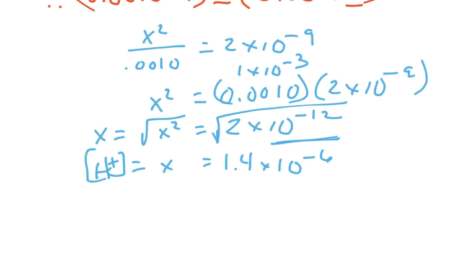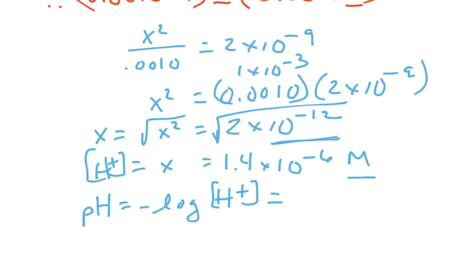So if our H plus concentration is 1.4 times 10 to the minus 6 molar, then we could go ahead and figure out what our pH is going to be, because that's the negative log of the H plus concentration, which we know is going to be between 5 and 6. So we need to use our calculator for this. We find out that it's 5.85. So here's one of our answers.